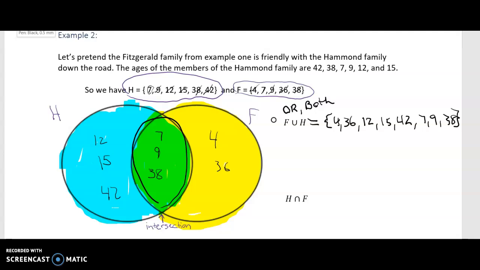Now let's look for F intersect H, or H intersect F. F intersect H and H intersect F will be the same thing. Remember, our keyword here is and. So we're looking for the items that are in H and in F. That's represented by the green intersection here. So H intersect F will include 7, 9, and 38.